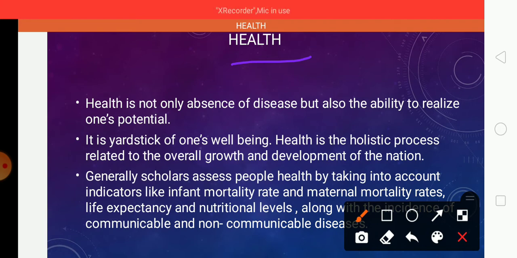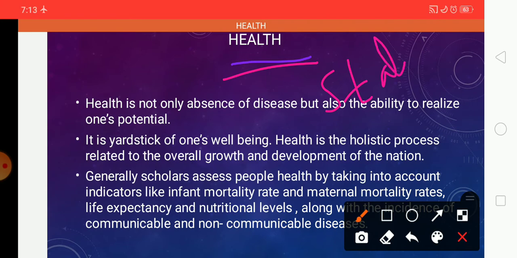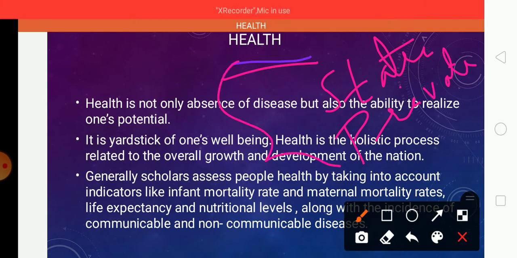In today's class, we are going to discuss a few topics: health, state of health infrastructure, and private sector infrastructure in India. So these will be the three topics: health, state of health infrastructure in India, and private sector health infrastructure in India. These will be covered in today's video.